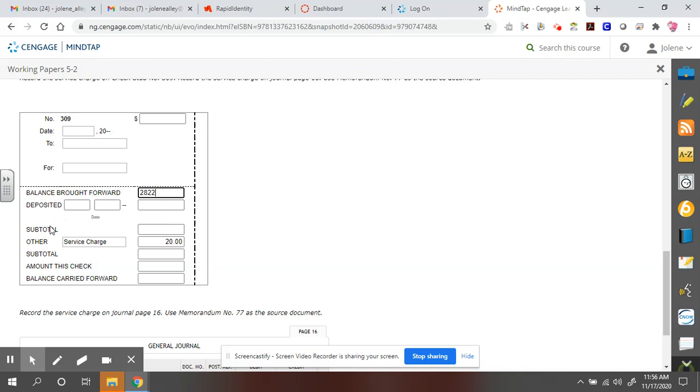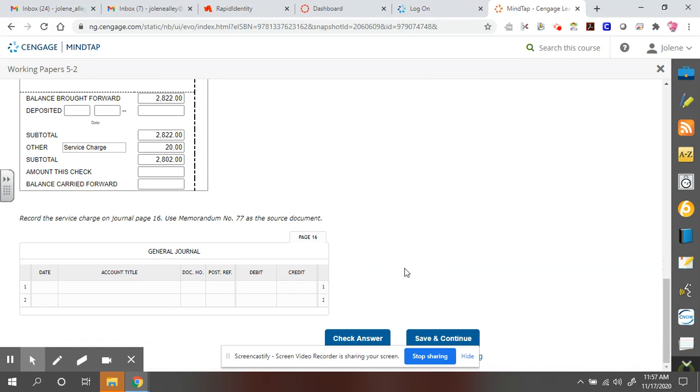We did not have a deposit, so it's asking for a subtotal, 2822. Then we have a charge, so we have to reduce it. So now here we're going to put 2802. When they write this next check, they'll take it out of 2802. When they write the next check, whatever the next check is, they know that they have 2802 in the checking account to spend, so they don't bounce a check.